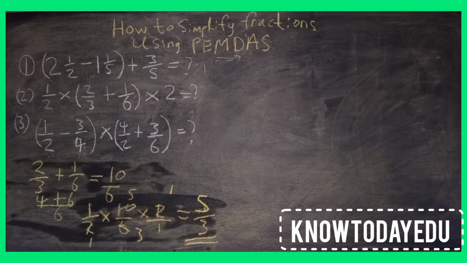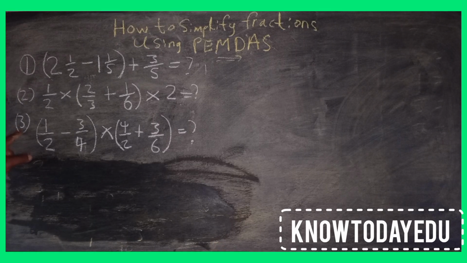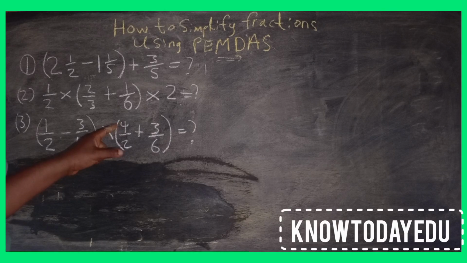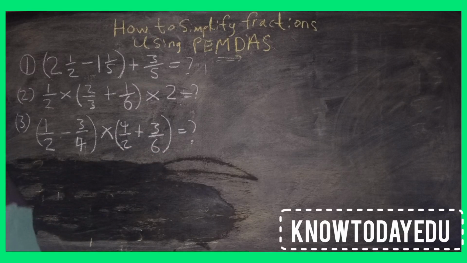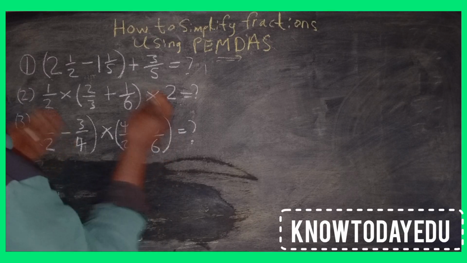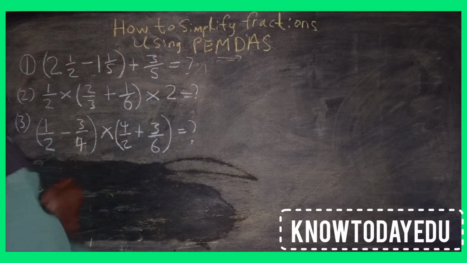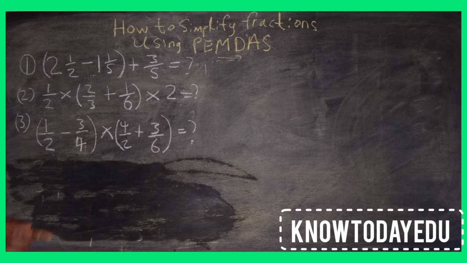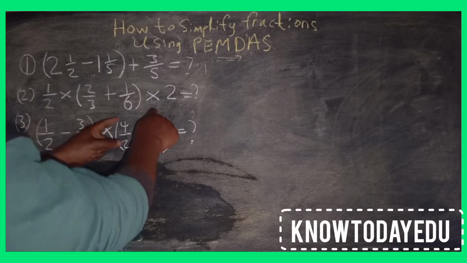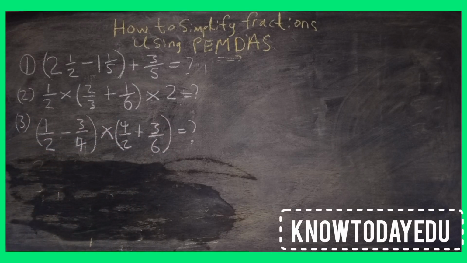Let's continue. The last one. So number 3, we have (1 on 2 minus 3 on 4), bracket close and open, times (4 on 2 plus 3 on 6), bracket close, is equals. So to simplify this, we are still going to apply this PEMDAS law. Okay. Now, if we look at this quiz, what we'll do is that we'll first solve what is in the parentheses or in the bracket. So we are going to solve this, then we multiply what we get.